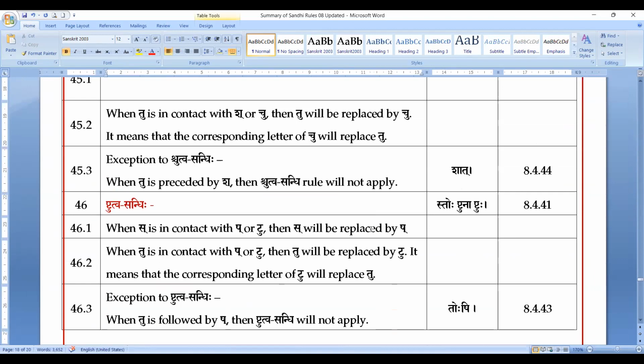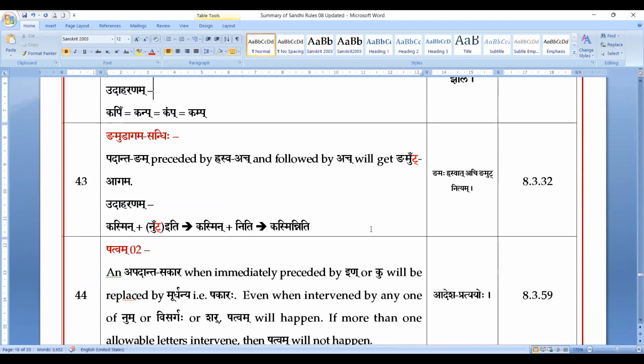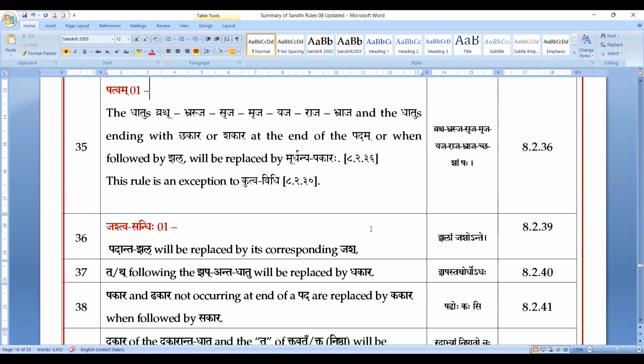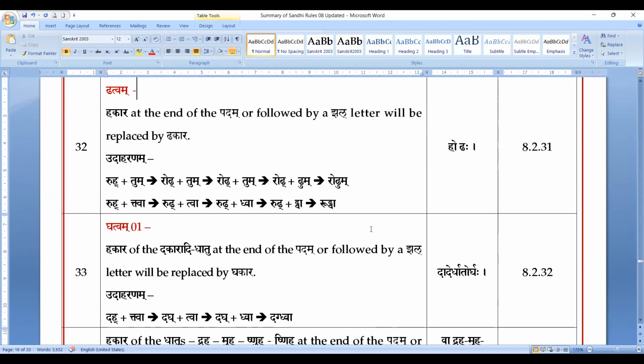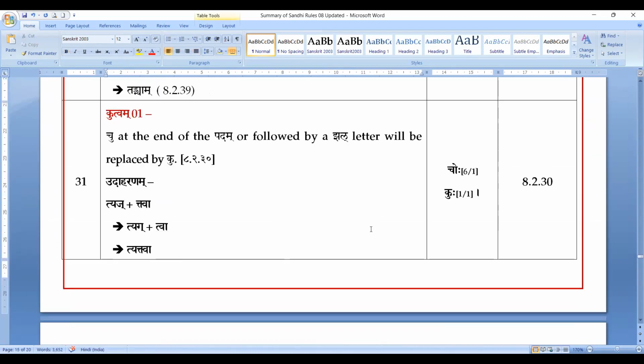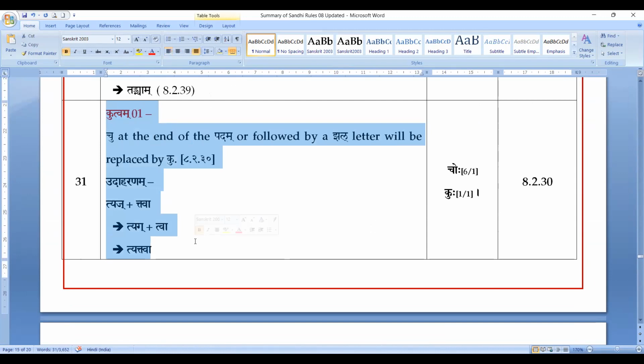Right? So Kuttam number 1, you know. Kutta Vidhi ordains Kavargadesha in the place of Chavarga. 8 to 30. So please add this in the list of sequence of the application of the rules. Any doubts?